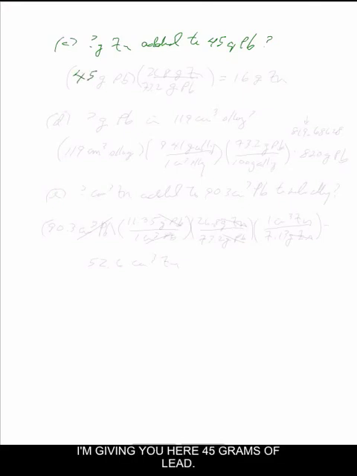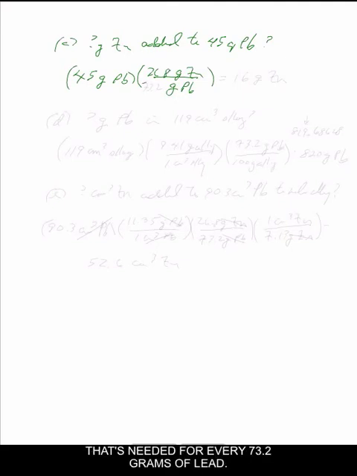I'm giving you here 45 grams of lead, and I'm trying to convert this into grams of zinc. You want grams of lead down below, and you want grams of zinc up top. And the ratio that works there, remember, is the 26.8 grams of zinc that's needed for every 73.2 grams of lead. When you do this arithmetic, the answer comes out to 16 grams of zinc. And notice here I get a 2 sig fig number because my given was only 2 sig figs. I just gave you 45 grams of lead. In other words, if I give you 45 grams of lead, you should be adding 16 grams of zinc to that to make this particular alloy.